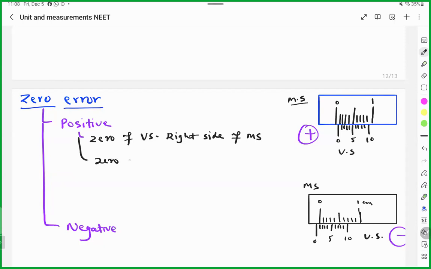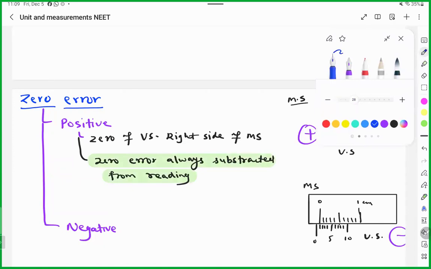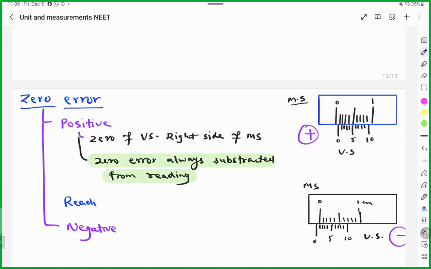Zero error is always subtracted from the mean value because it is affecting our value. Subtracted from the reading. Total reading, whatever you are getting, you will minus this value. Okay, zero error is always subtracted from this. Any doubt? No, sir. So how to calculate total reading? Total reading is main scale reading plus Vernier scale reading minus zero error.